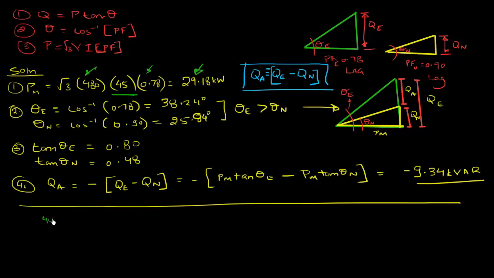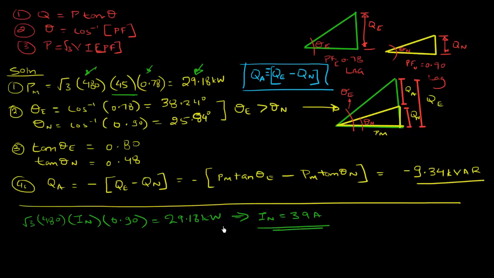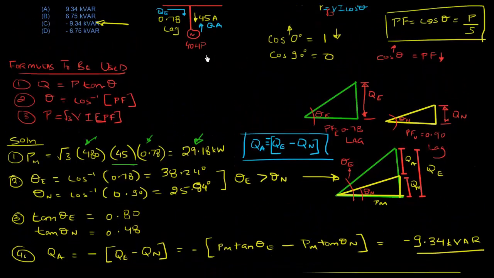So we have root 3 times 480 times this new current times the new power factor 0.90 is still going to be equal to 29.18 kilovolts. If you plug that in, you're going to get your new current is going to be 39 amps. So you see what has happened is when we improved the power factor, the current requirement from the motor, from that circuit reduced. And that is why a good power factor is desirable.